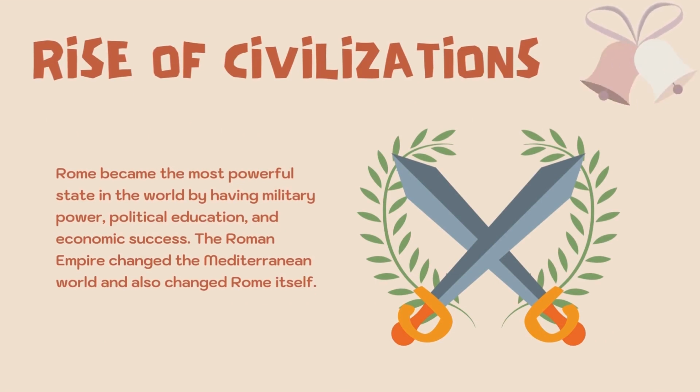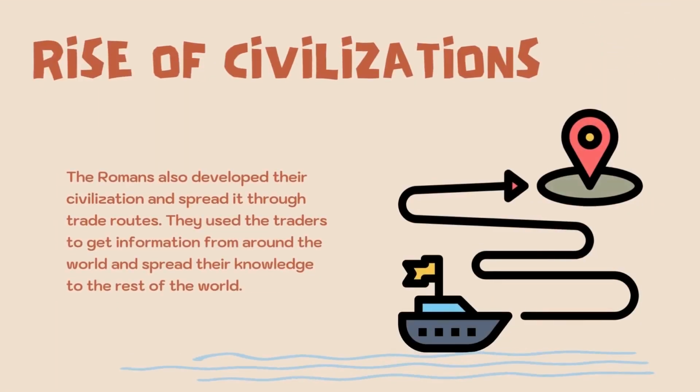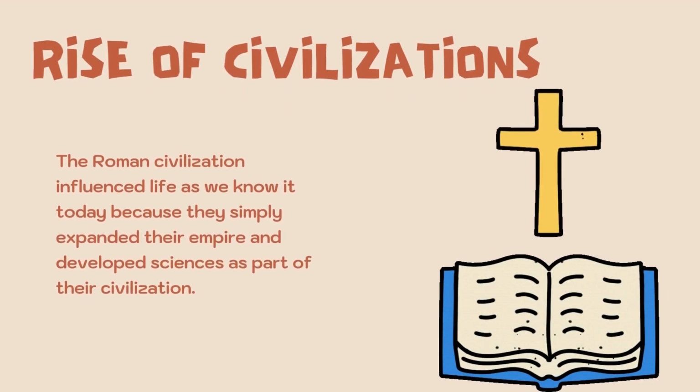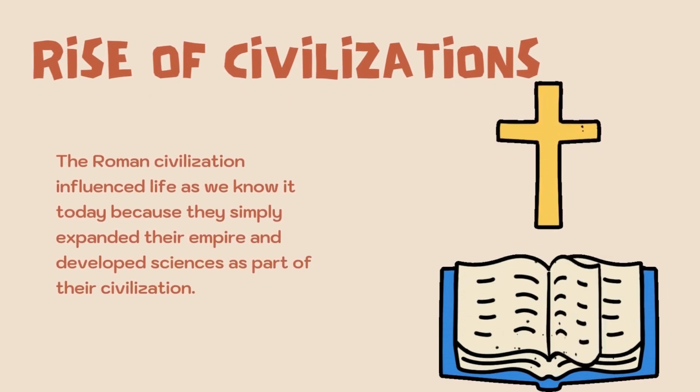The Roman Empire changed the Mediterranean world and also changed Rome itself. The Romans also developed their civilization and spread it through trade routes. The Roman civilization influenced life as we know it today because they simply expanded their empire and developed sciences as part of their civilization.